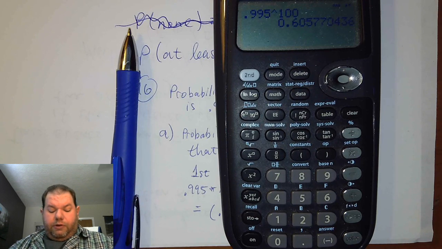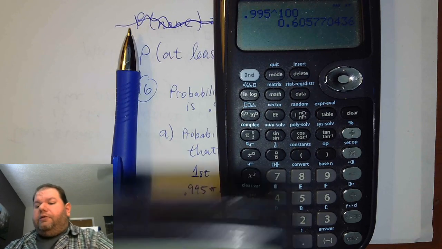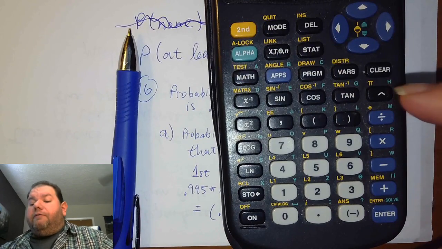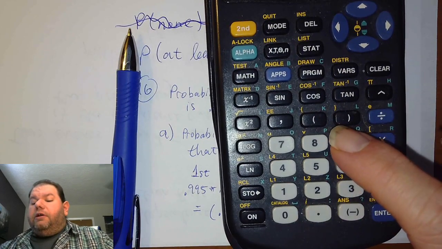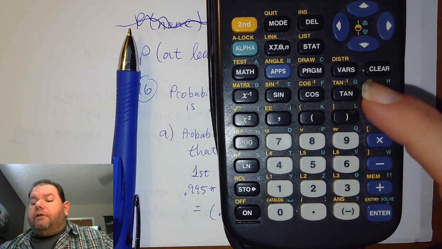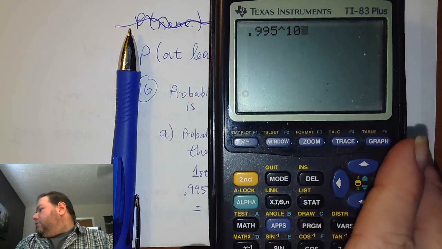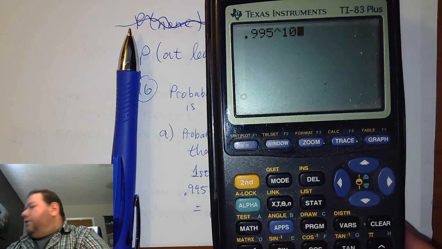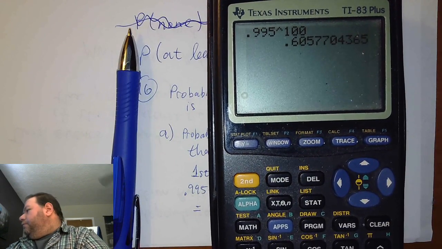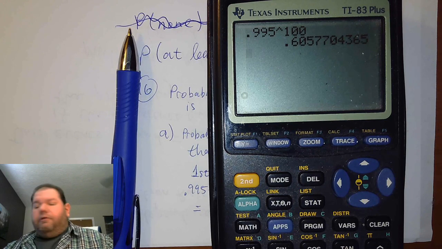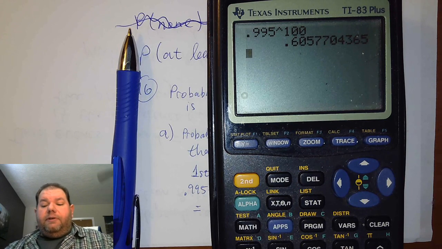And we have a similar button on the graphing calculator, although on the graphing calculator we just have a caret, so we do 0.995 caret 100. At any rate, we get our result: 0.606 if we round to 3 decimal places.